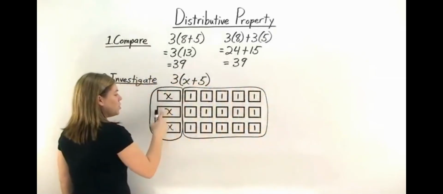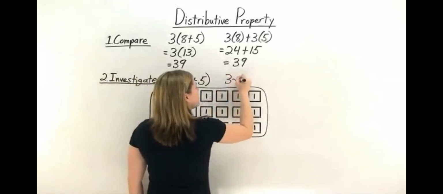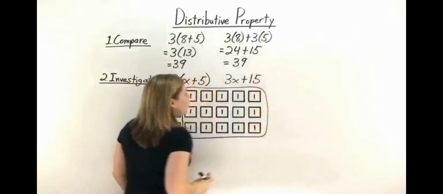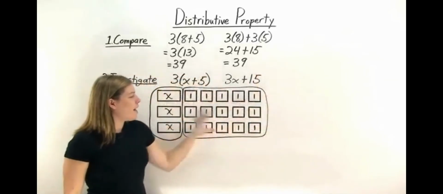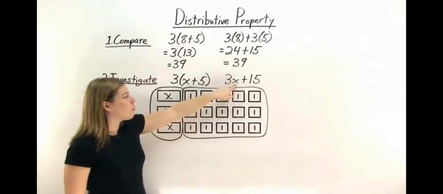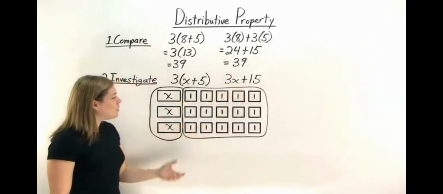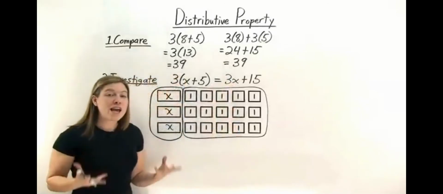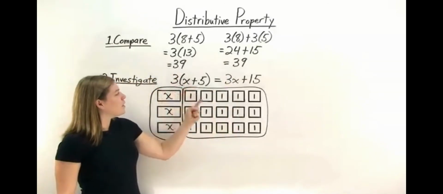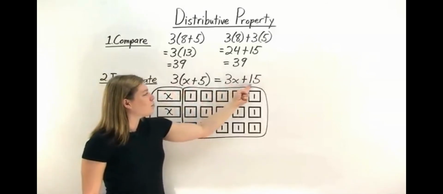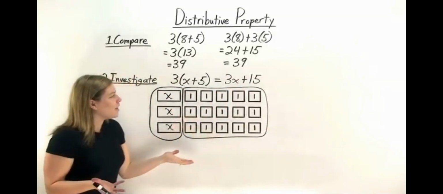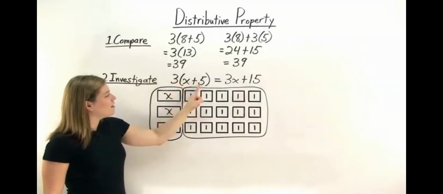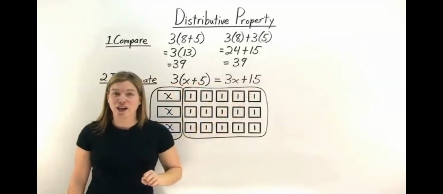Well, here we would have 1, 2, 3 x's, and if we count up these tiles, that's 15 tiles. So we could also write out these same algebra tiles with the expression 3x plus 15. Well, since we've used the exact same algebra tiles, these expressions are equal. 3 times x plus 5 is the same thing as 3x plus 15. It looks like all we really did was take this 3 and multiply it by each term inside the parentheses in order to get this expression.